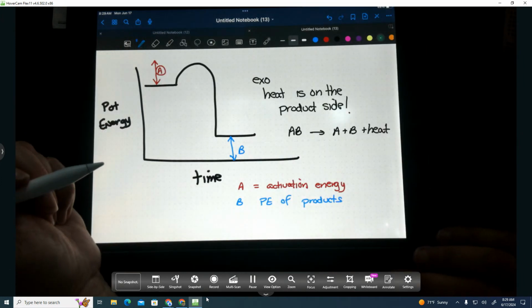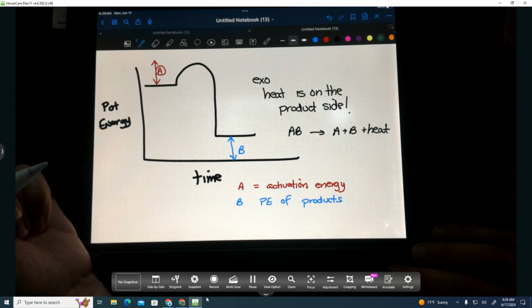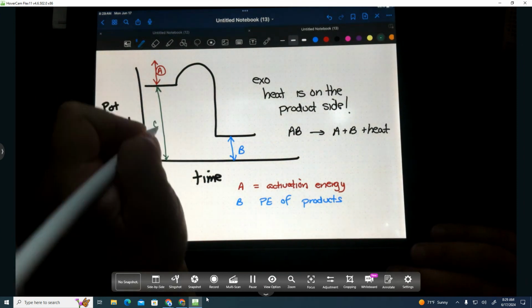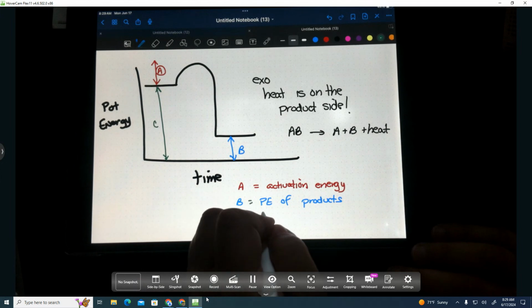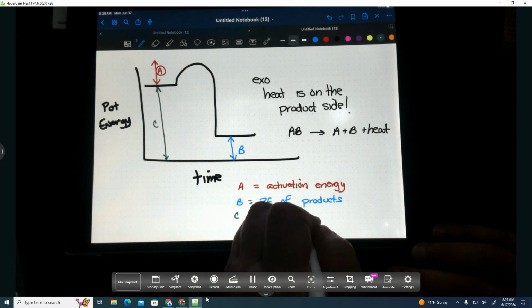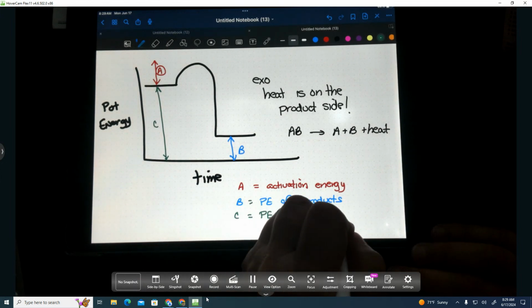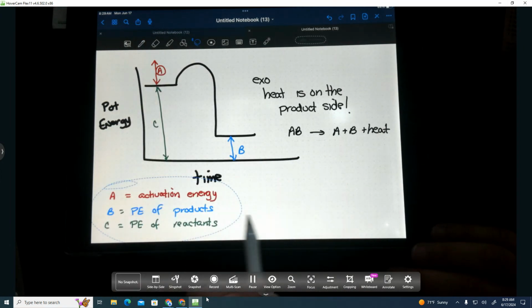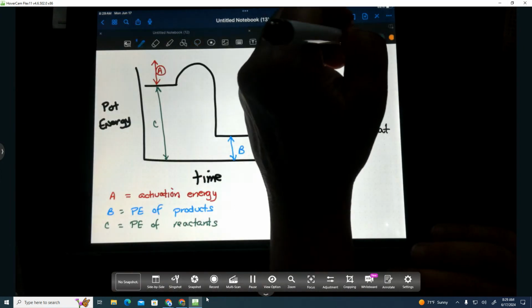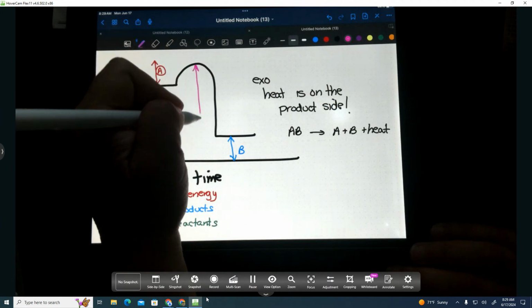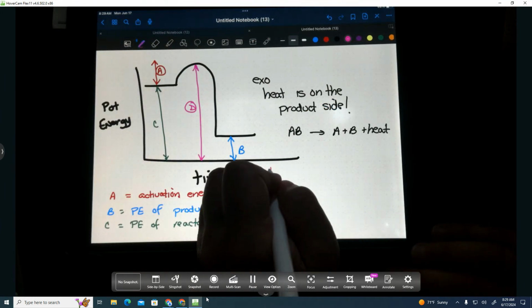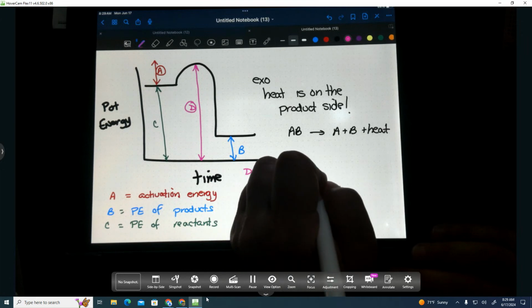This is not what is asked in that question, but I'm going to go over the bits and pieces anyway. Over here, C is the potential energy of the reactants. Okay, so that's those three. D, which is right here, is the potential energy of the activated complex.